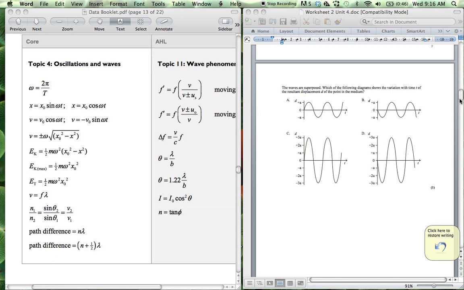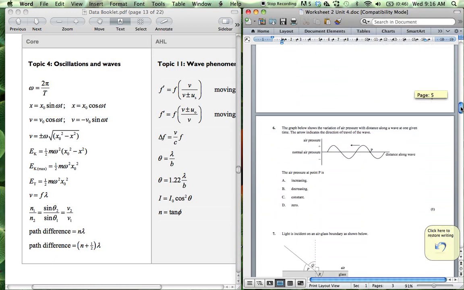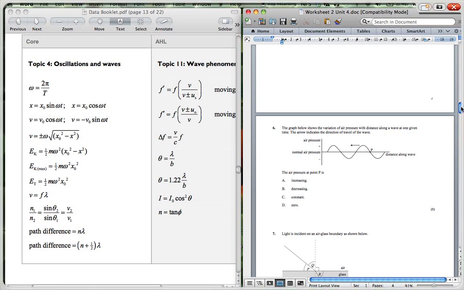Okay, going to question 6. It says a graph shows the variation of the air pressure with distance along a wave at one given time. The arrow indicates the direction of travel of the wave. So we've got it in this direction here.